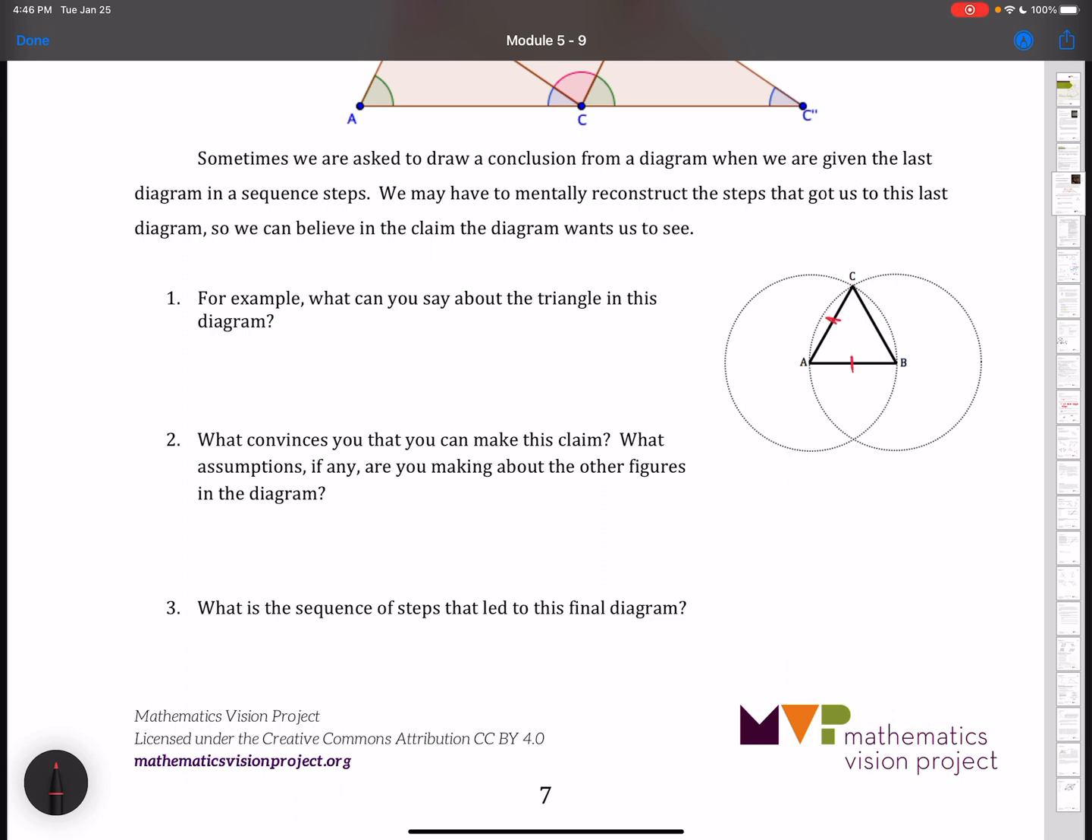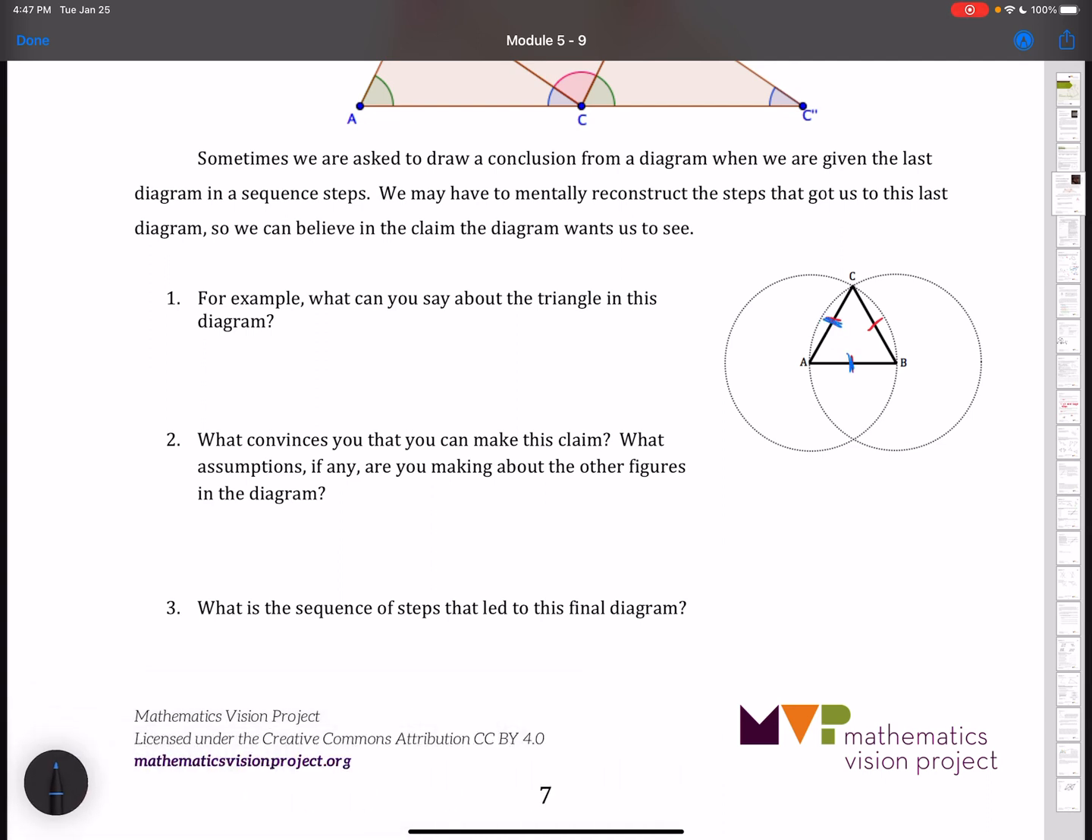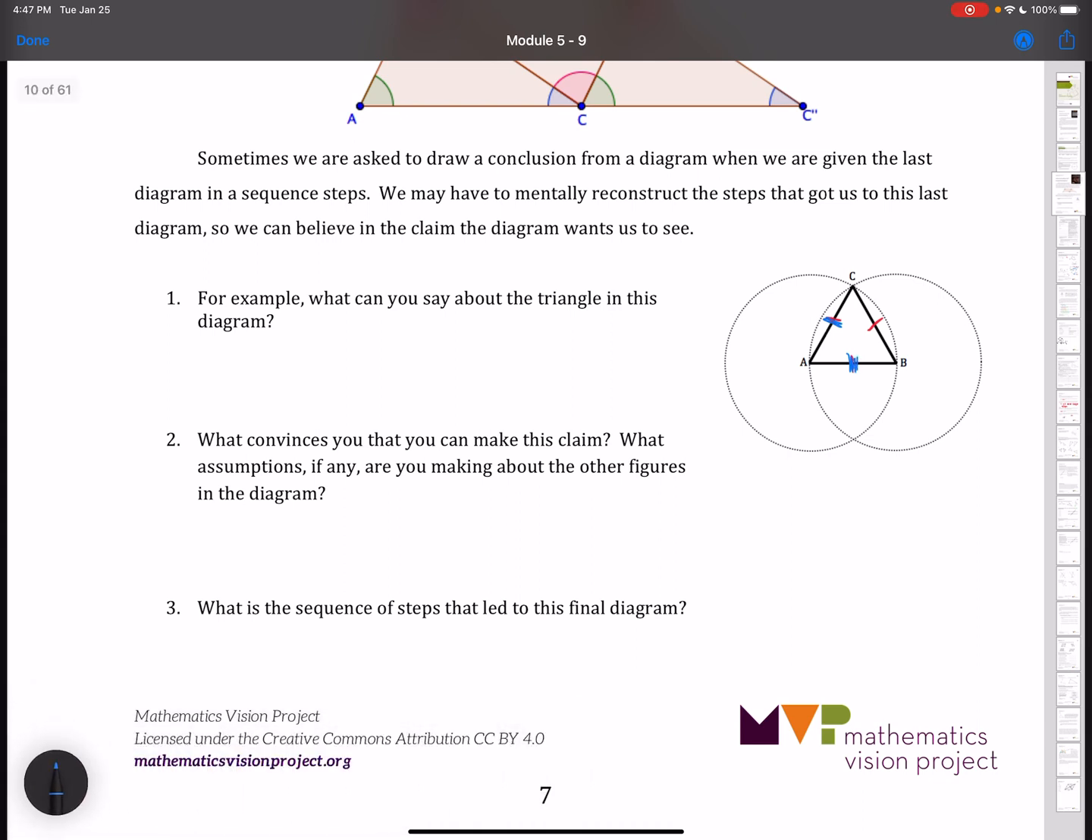Now, also, segment AB is a radius of circle B. So if it's a radius of circle B, that means segment AB and segment BC are also congruent. So what does that tell us? Not only does this triangle look like it's an equilateral triangle, that actually can confirm for us that it is, in fact, an equilateral triangle, because if I were to color code this, AB is congruent to AC, and AB again is, let's do this, green. AB is congruent to CB.